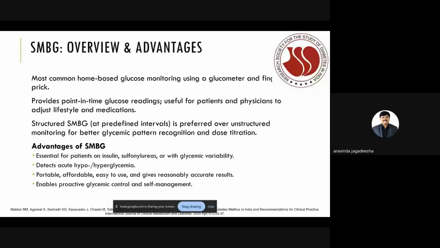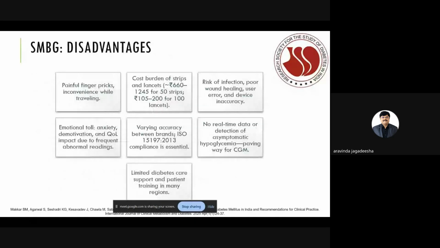We know the advantages of SMBG, as I told, because it's easy to do, at the bedside, wherever you want. But the disadvantage is painful finger pricks every time. It can be an inconvenience to many patients if they are traveling. And the cost, if you see the amount of SMBG you do, when you look at CGM, it will be much more than that. Risk of infection, poor wound healing, emotional toll, varying accuracy because of different brands, no real-time data, which is the biggest disadvantage, and limited diabetes care support and patient training in many regions.